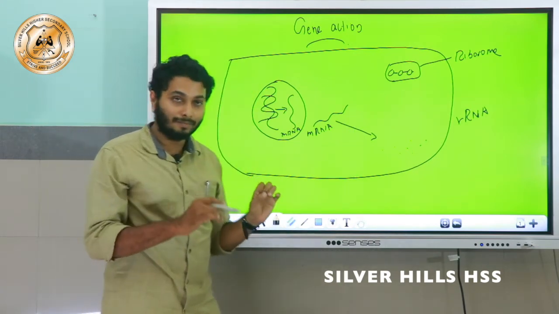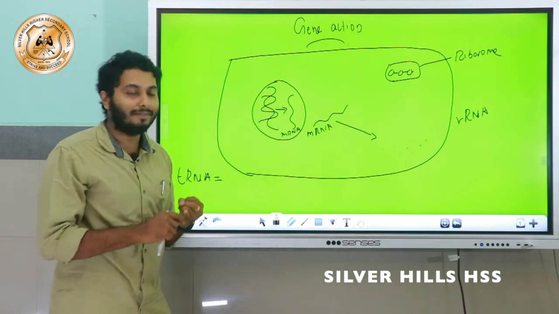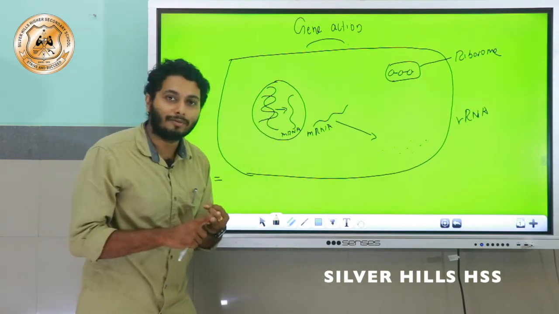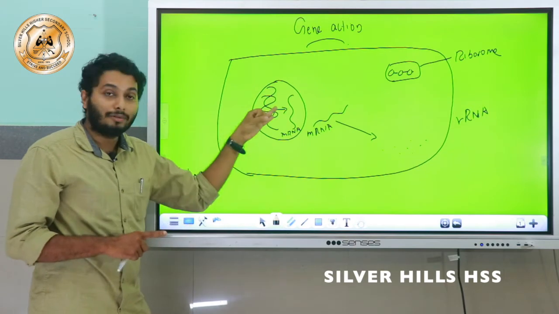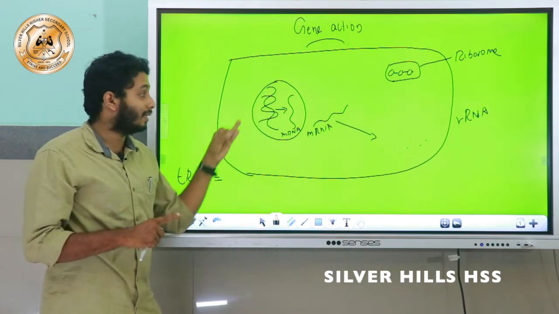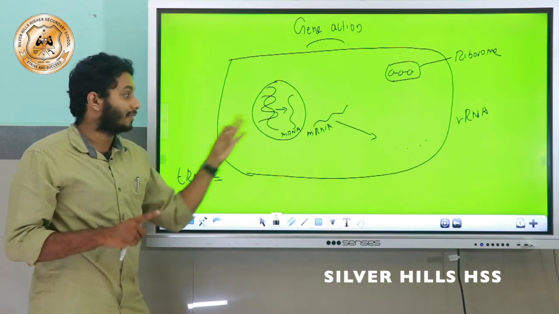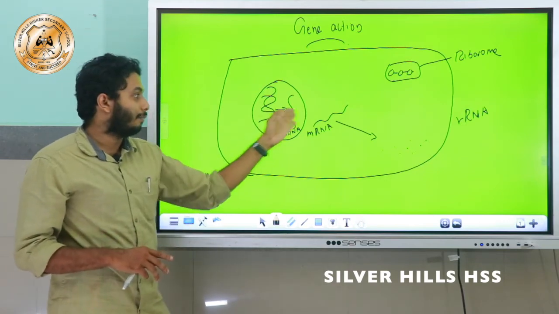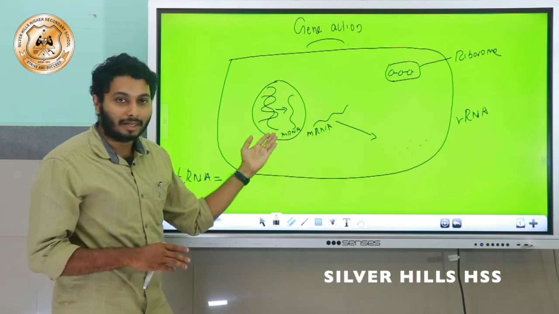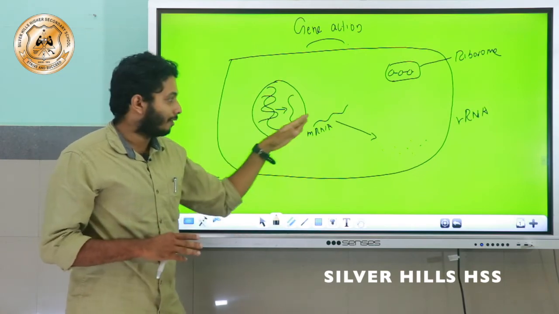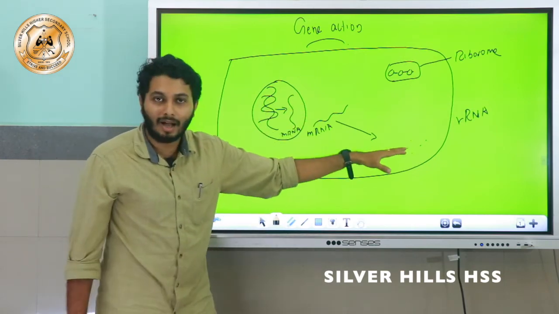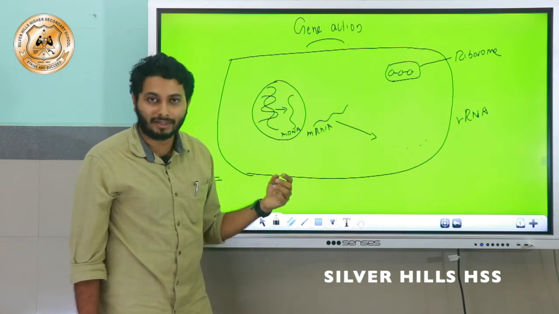So, let me conclude. First of all, the DNA unwinds. An RNA is formed from DNA. The newly formed RNA carries a message from the DNA, and that RNA is termed messenger RNA. Messenger RNA breaks the nuclear membrane. Messenger RNA moves to the cytoplasm. From there, the messenger RNA identifies the amino acid which is responsible for protein synthesis.